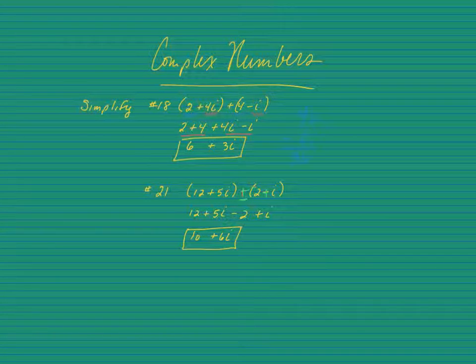So when I rewrite that, I'm going to get 12 plus 5i minus 2, and then plus i, combining my real values 12 and negative 2, which gives me 10, and then my imaginary units 5 and 1, which gives me 6i. So here's my answer, 10 plus 6i.